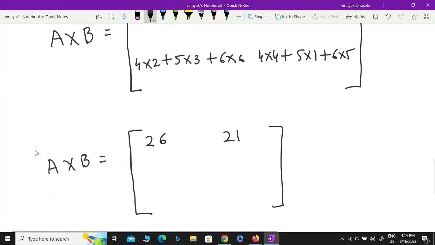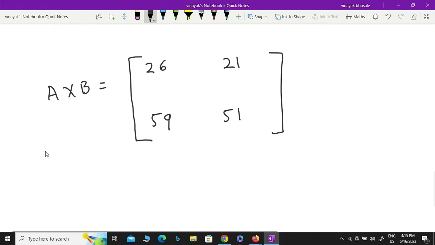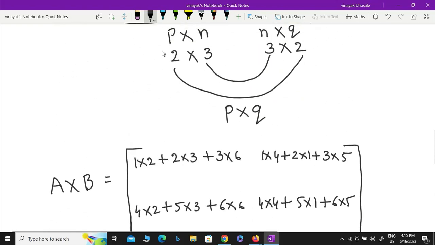Okay, now let us multiply 4 with 2 plus 5 with 3 plus 6 with 6, and the value is going to be 59. And 4 with 4 plus 5 with 1 plus 6 with 5, that is going to be 51. Okay, and as you can see, the dimension of this matrix is going to be 2 cross 2, which is P cross Q. Here we can see P cross Q is 2 cross 2.